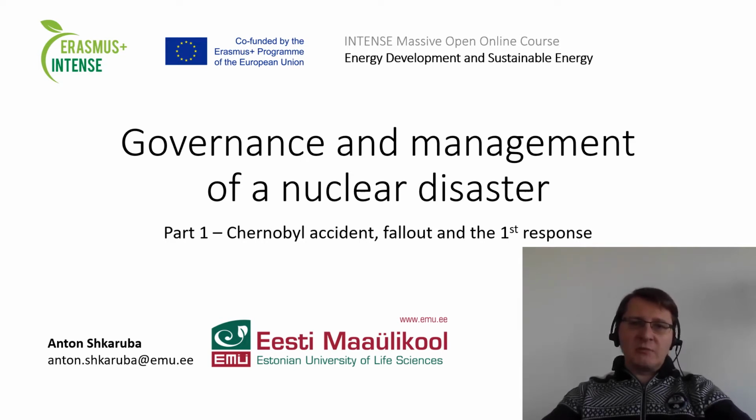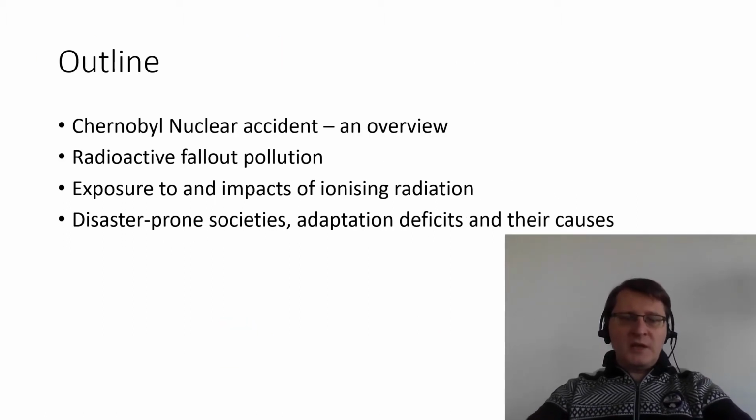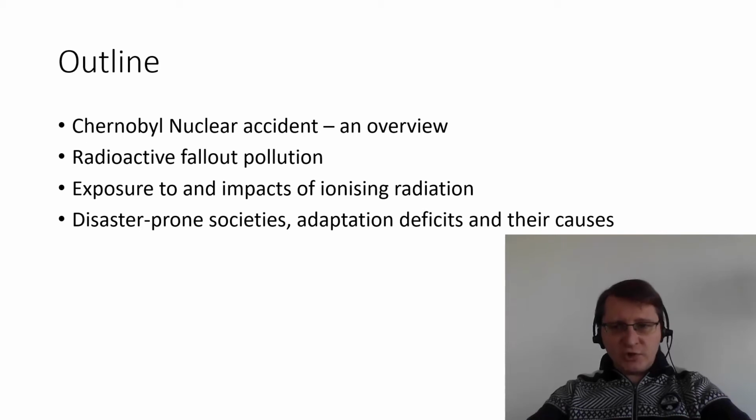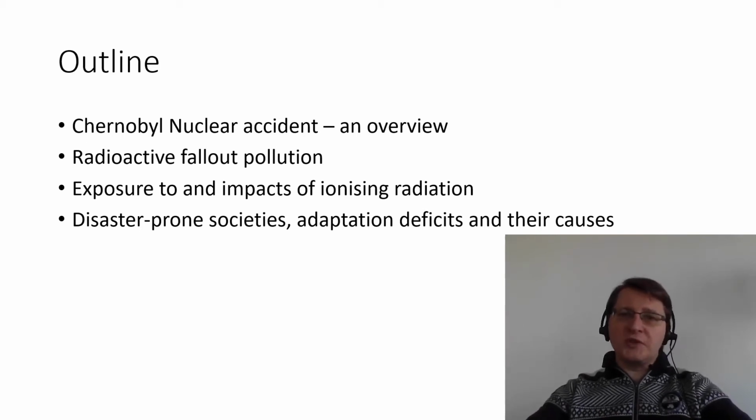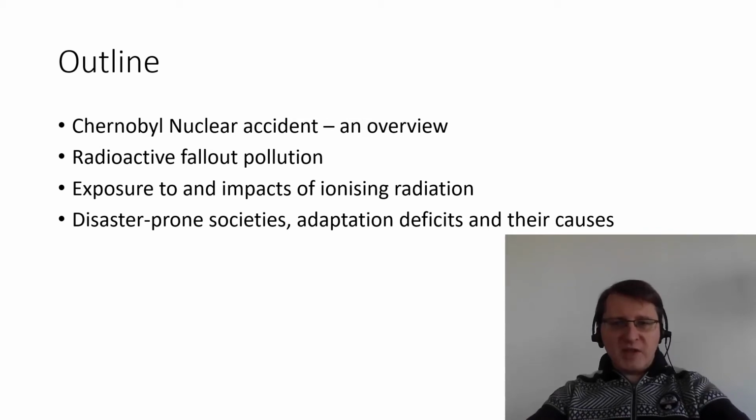Today I'm starting with this topic, and I will talk about the Chernobyl accident, its fallout, and the first response to it. Here is the outline. First, I will give a short overview of the Chernobyl nuclear accident. Luckily, a recent HBO series on Chernobyl did a lot of my job, so I will be very short. Then we'll move to radioactive fallout pollution in the three most affected countries, which are Russia, Belarus, and Ukraine. We're going to talk a little bit about exposure to and the impacts of ionizing radiation, and we'll discuss what disaster-prone societies are, what makes them disaster-prone, what the possible adaptation deficits are, and what the causes of those adaptation deficits are.